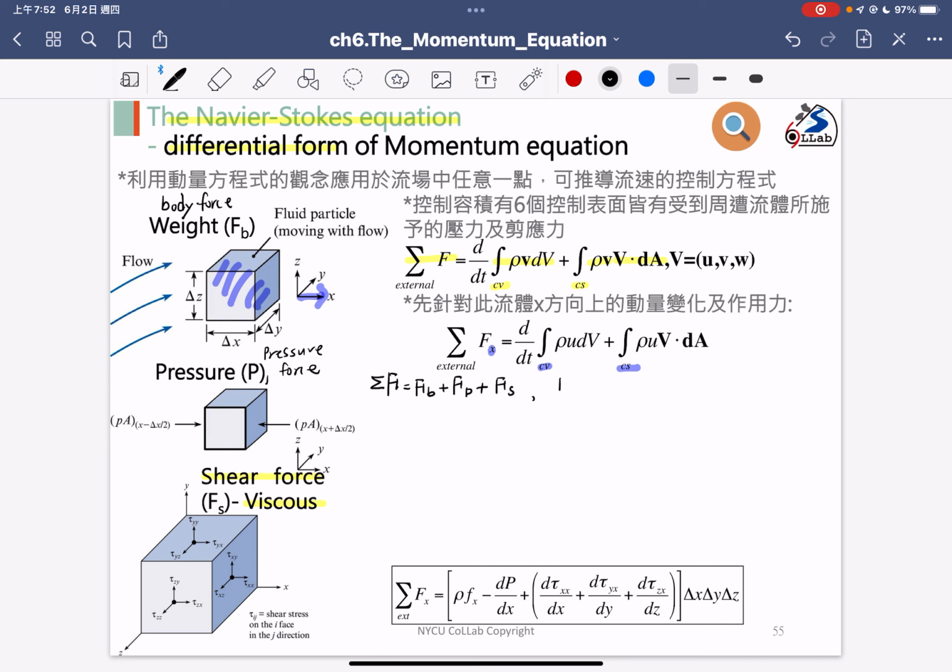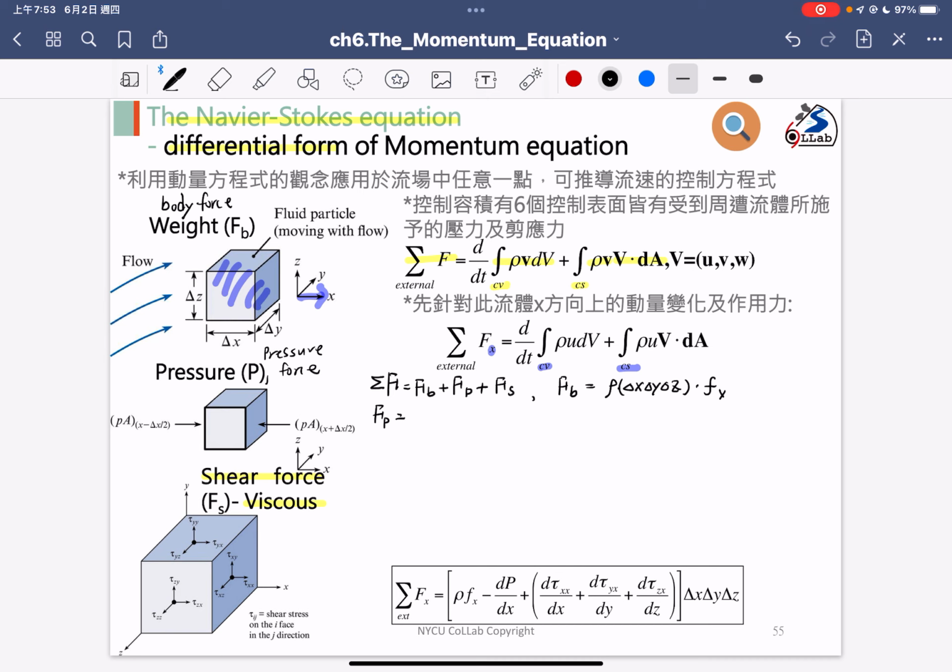So first, the body force. The density multiplied by the volume, delta x, delta y, and delta z, gives the mass of the fluid cube. We only consider acceleration along the x direction, so fx is the acceleration along the x direction. So we have the body force Fb. So how about the pressure force?